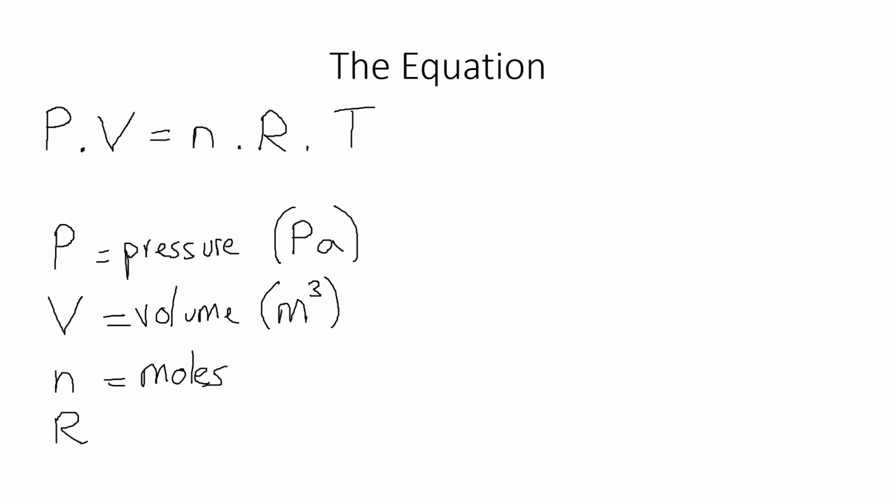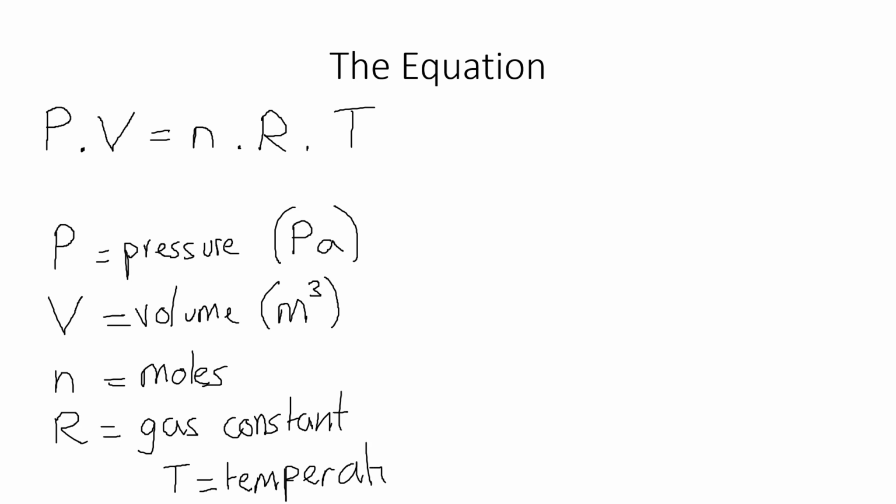R is your gas constant, which is given to you on your data sheet, so just look that up. And T is your temperature, and the trick here is that you're going to have to convert into Kelvin. And remember, you have to add 273 to go from degrees Celsius to Kelvin. So there's the equation. P, pressure, times V, volume, equals number of moles, n, times R, the gas constant, times T, the temperature in Kelvin.